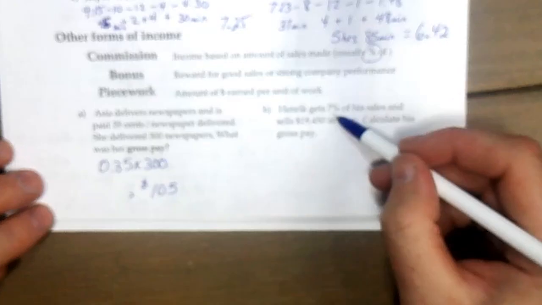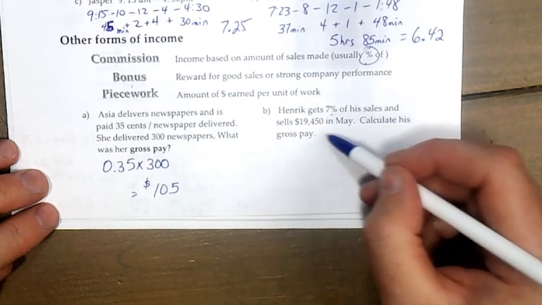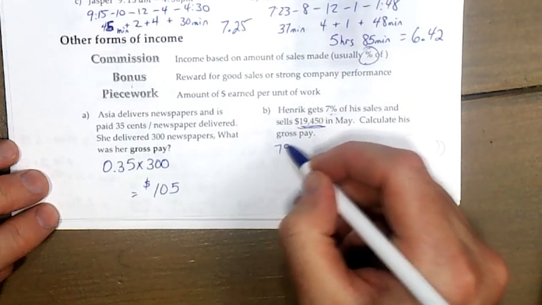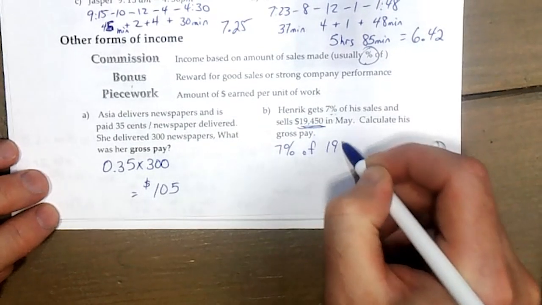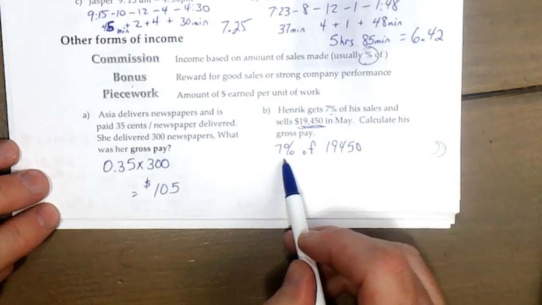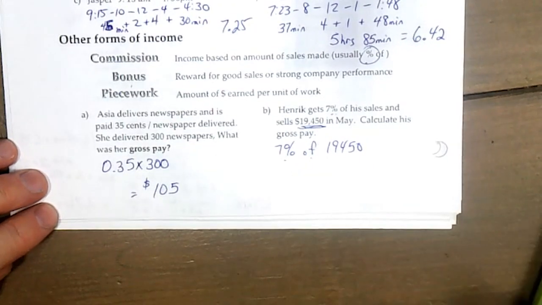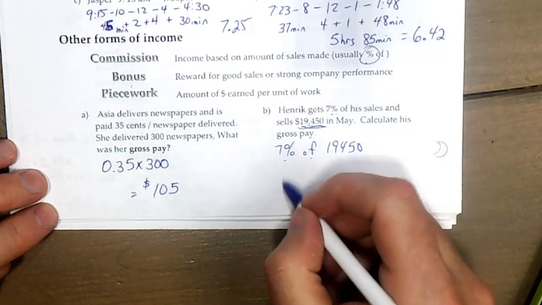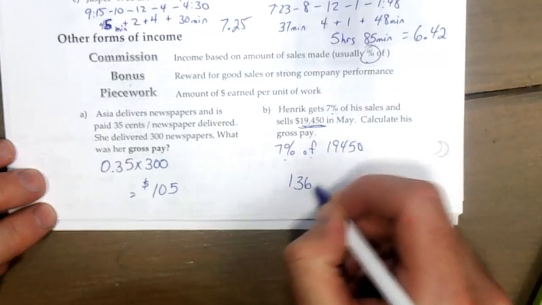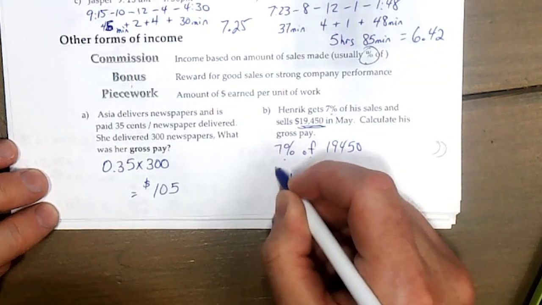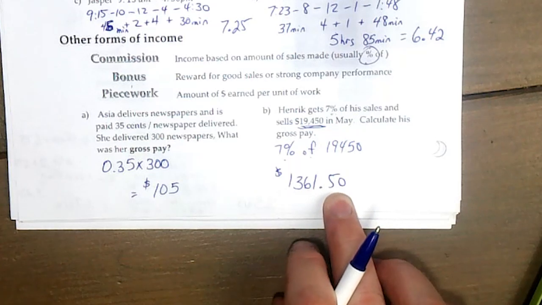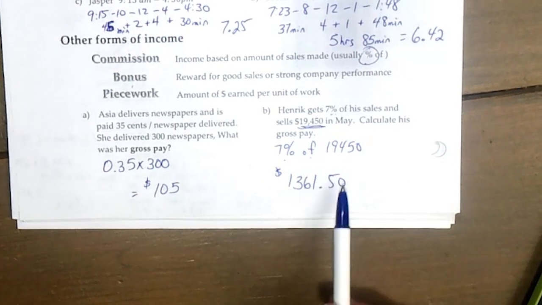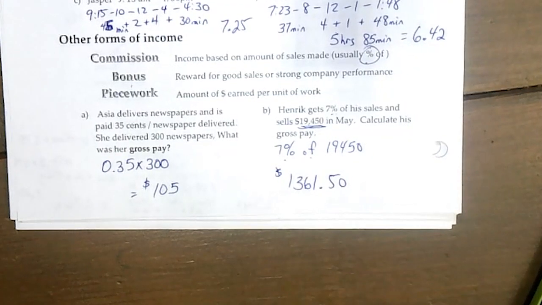This one, he gets commission, 7% of his sales, and he sells this amount of money. So we're going to do 7% of, so divide by 100, and of means multiply. Two decimal places, even if it's a 0. And yeah, divide by 100, multiply. So that's commission. Find the percent of the sales.